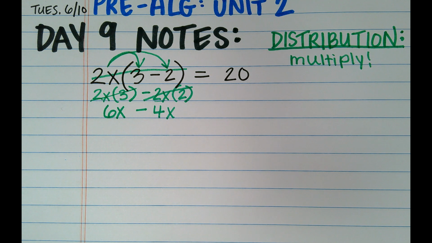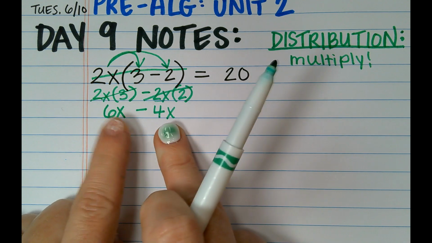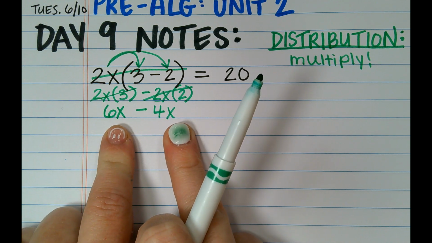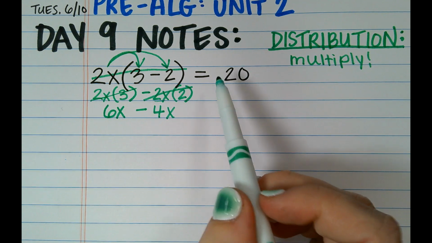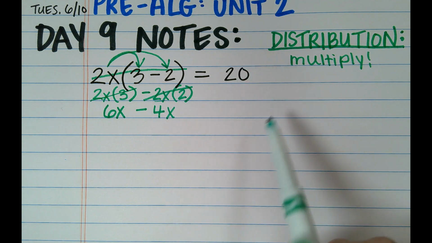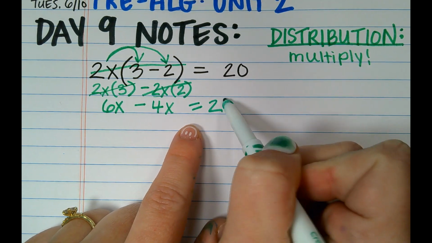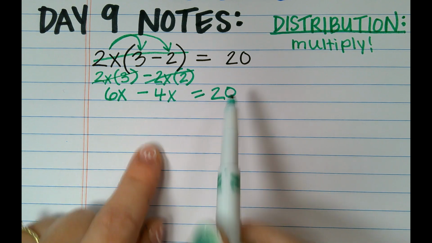Now what do we do? You know what those just became? They became variables. We have variables here, 6x and 4x. You're thinking of like terms. These are like terms. Perfect. So before we combine these, what should I do with the rest? Bring it down. Equals 20. Good. So now I have 6x minus 4x equals 20.